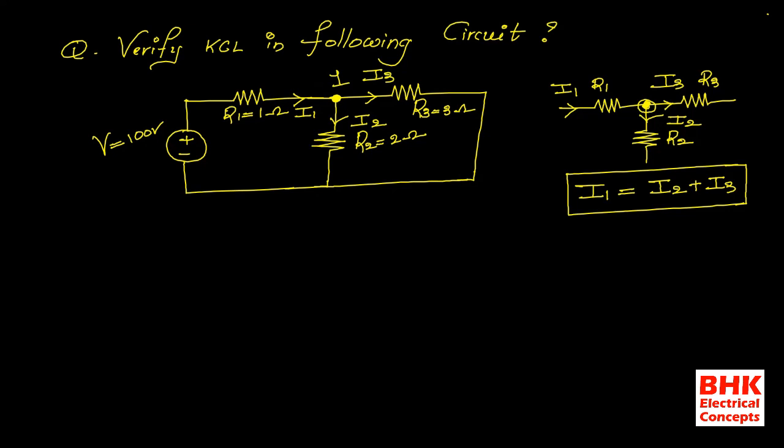So you need to find the values of I1, I2 and I3. Whenever you apply Kirchhoff's current law at the junction point, you directly get the expression I1 is equal to I2 plus I3. First we need to find the I1 value. If you know the value of I1, then only it is possible to find the values of I2 and I3, because I2 and I3 are the currents divided from the current available at the junction point. So first we need to find the value of I1, and after that, you need to apply the current division rule in the R2 branch and the R3 branch. By using the current division rule, you can directly find the values of I2 and I3.